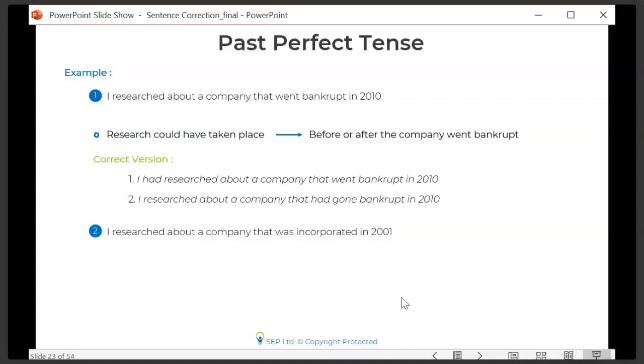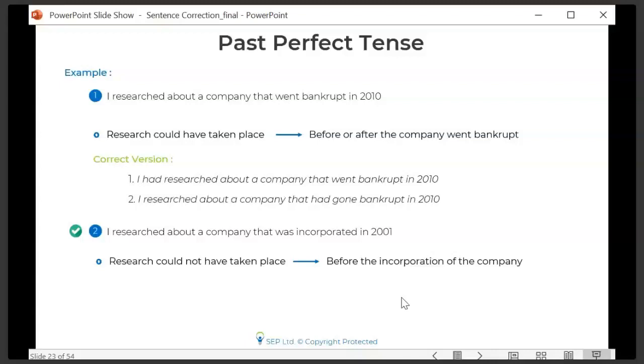Now remember, I was telling you, if the context is already clearing the sequence, then using a past perfect tense is incorrect. So this is what I'm going to talk about now. If you look at the second sentence, the context is clearing the sequence. How? The research could not have taken place before the company was incorporated, could it? You can't research something that has not even been made. Thus, the context already tells you the sequence and the meaning is clear. Now, this statement is correct. In fact, if you use the past perfect here, then it would be incorrect.